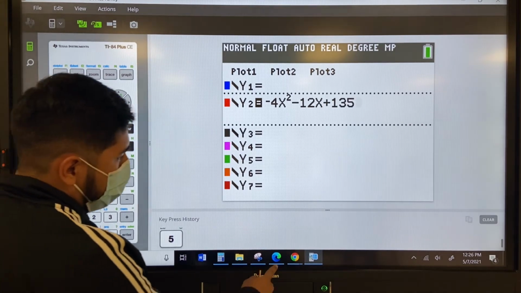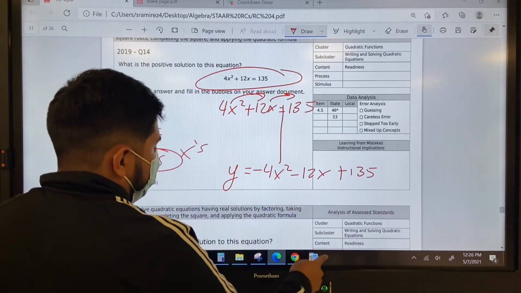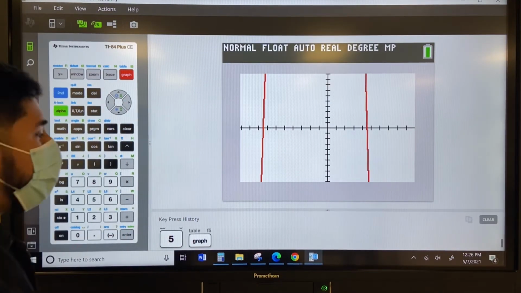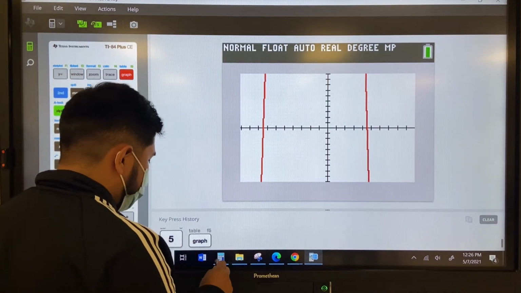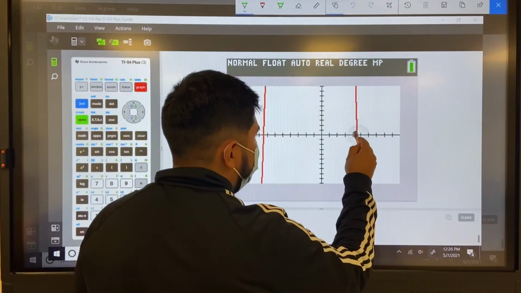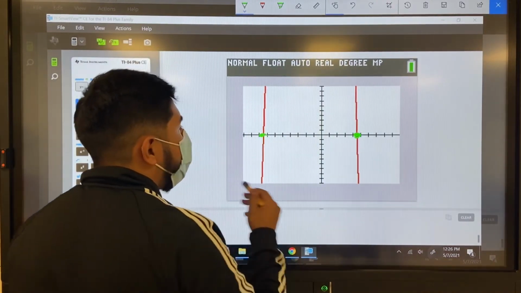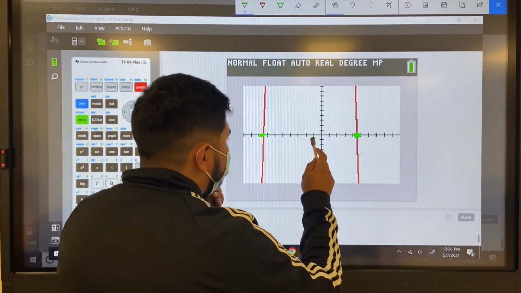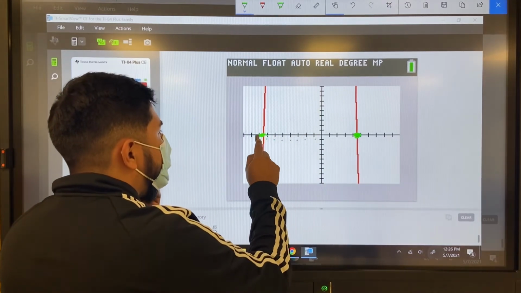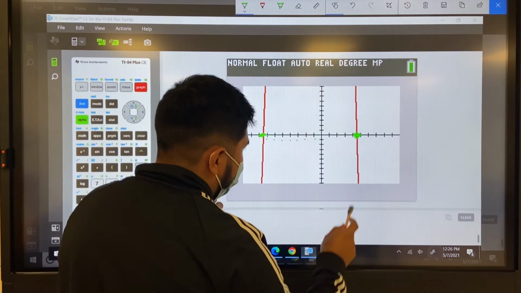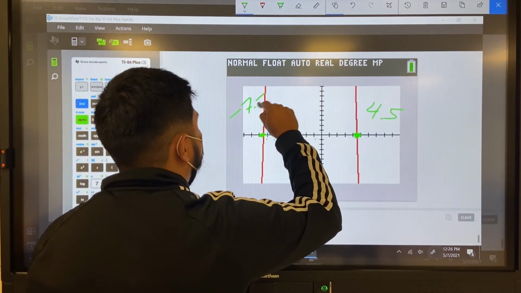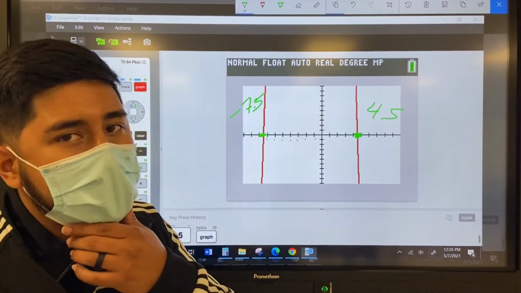Let me double check. Beautiful. Graph it. And I gotta see where it is crossing. That looks like 4.5, and that looks like 1, 2, 3, 4, 5, 6, 7, 7.5. Okay, so 4.5 and negative 7.5. Those are my zeros. That's what's crossing.